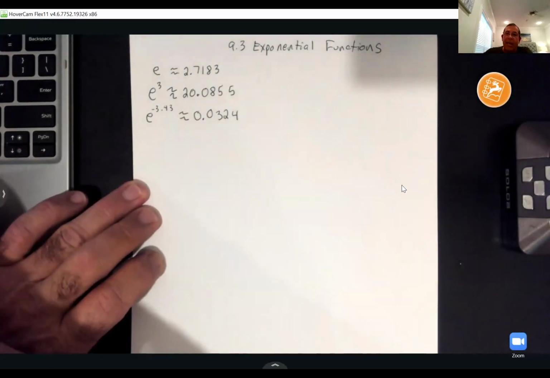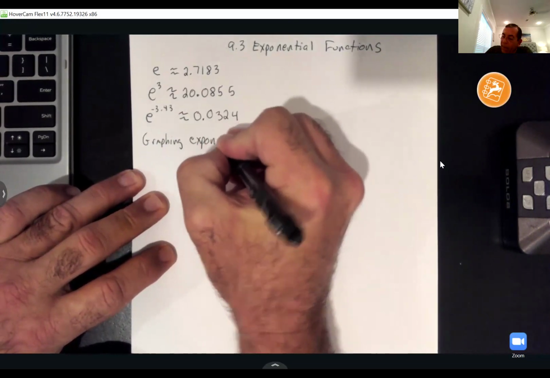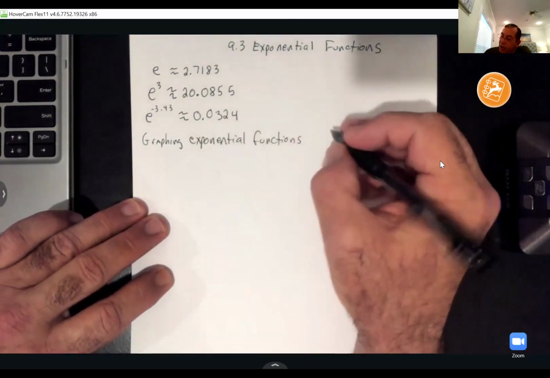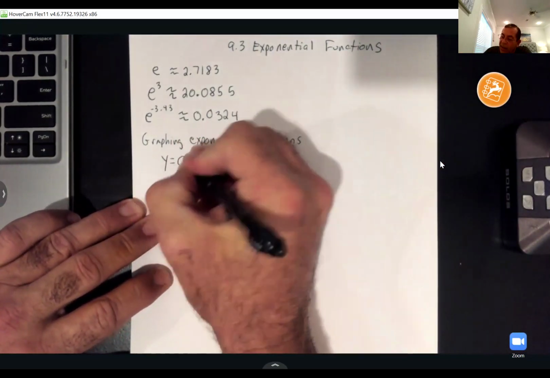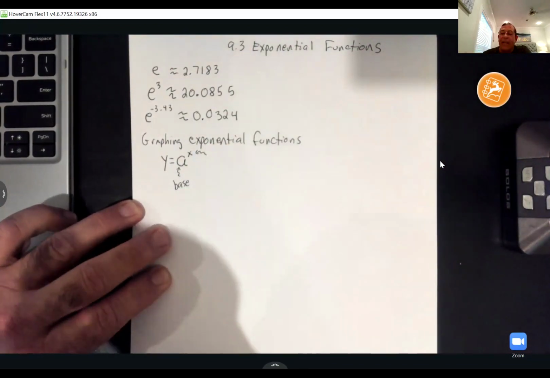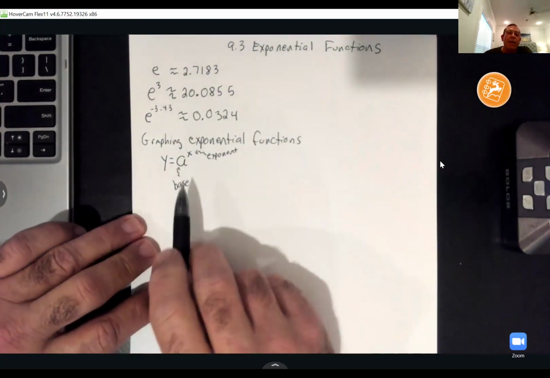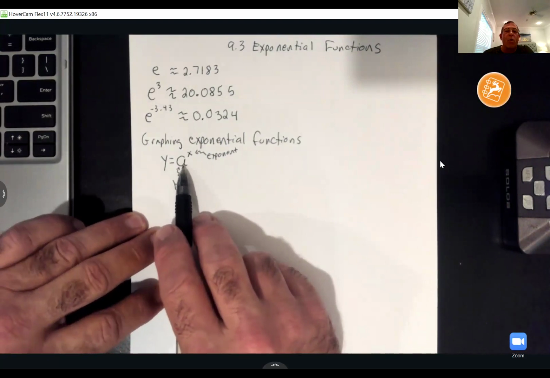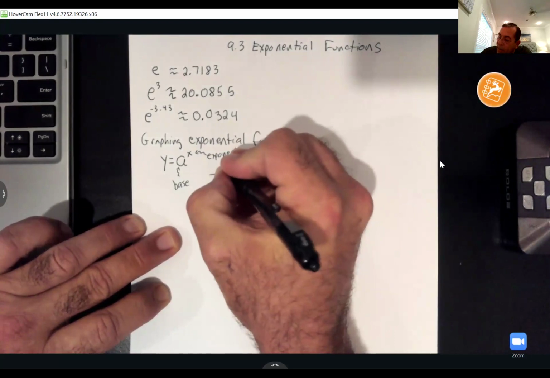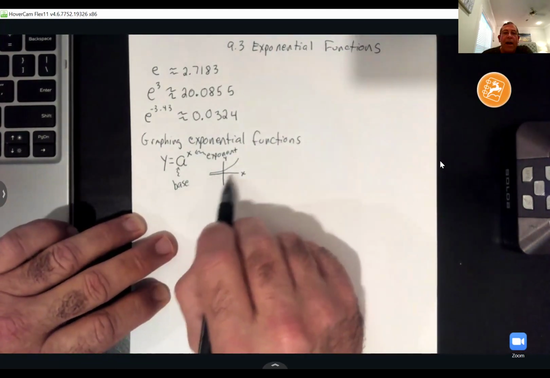All right, so then we're going to start graphing these exponentials. So y'all, exponential functions come in the form of y equals a to the x. So a is what we call the base. And notice now the variable is the exponent. Okay. Now, if it's in this form, y equals some number raised to an exponent, those graphs, when we look at them, tend to rise left to right.